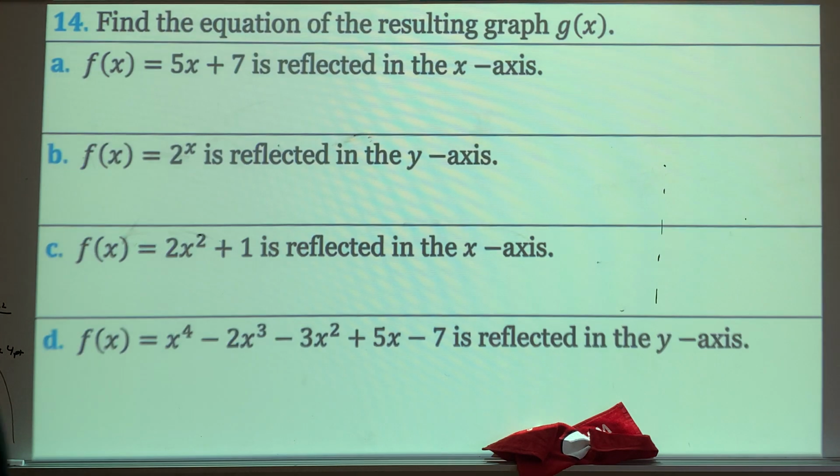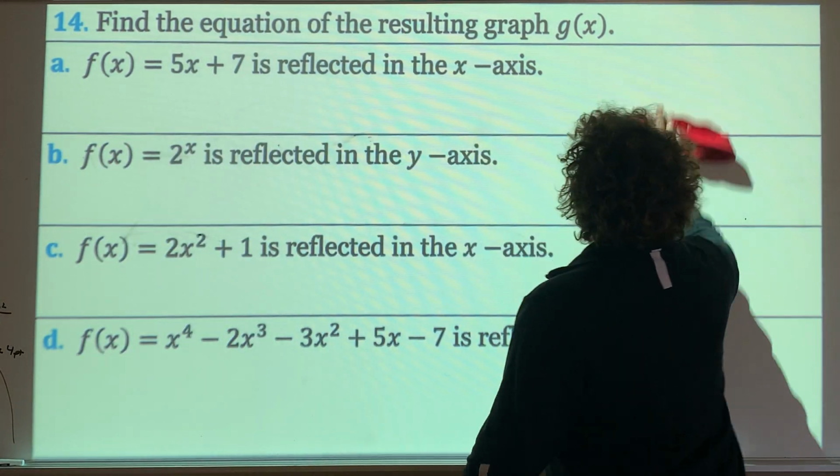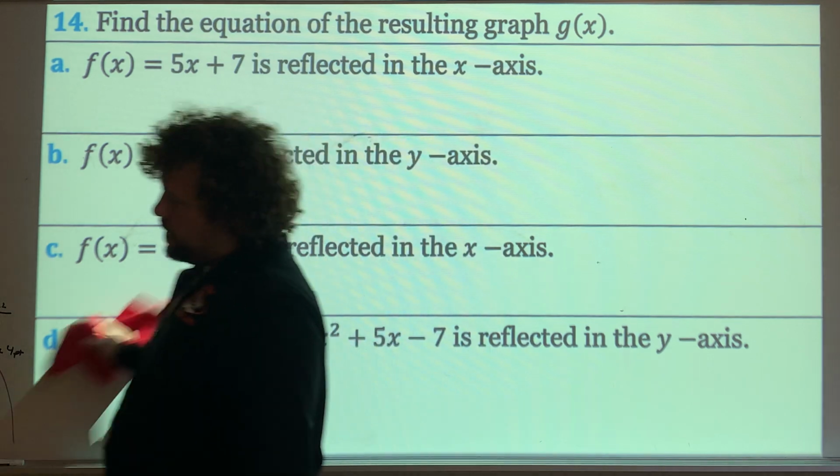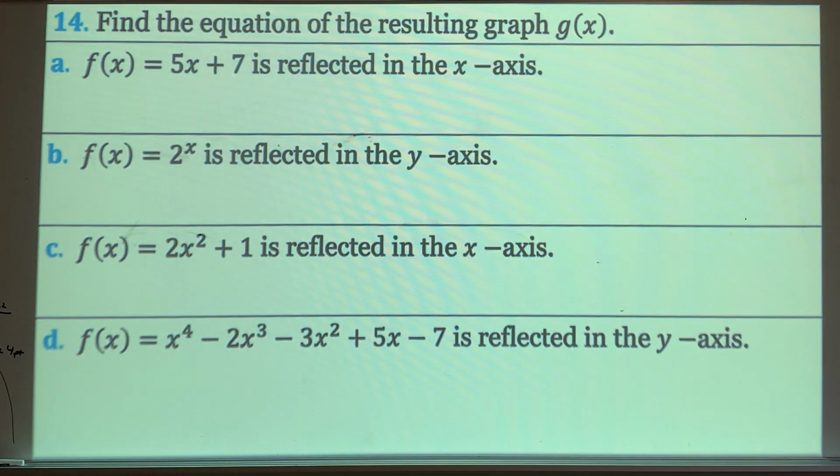Last question. It says, find the equation of the resulting graph if you have A, B, C, and D. So what you're doing now is you're reflecting these graphs, and you're going to see what answer you get. This wasn't too bad. Under an hour. This is about three days.